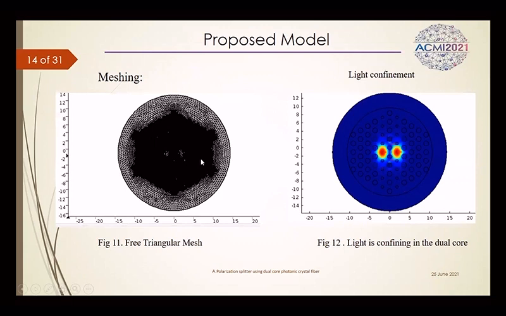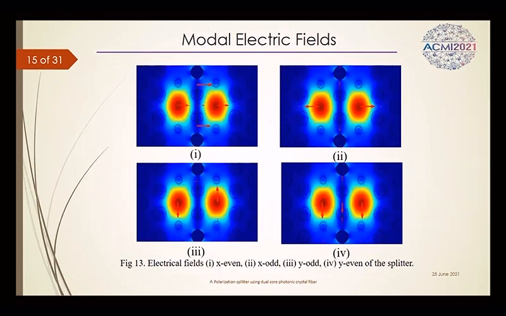In this figure, meshing is shown. There are many types of meshing, but my element size was extra fine, because by doing this we will get more mesh and more mesh will make the calculation more accurate. And in this figure, the light confinement in the core region is shown. And these are the modal electric fields.